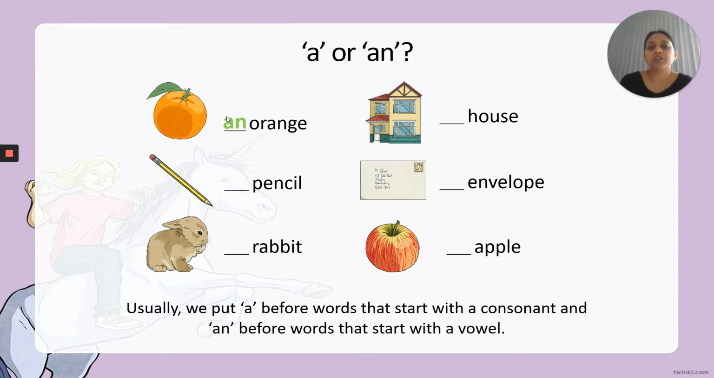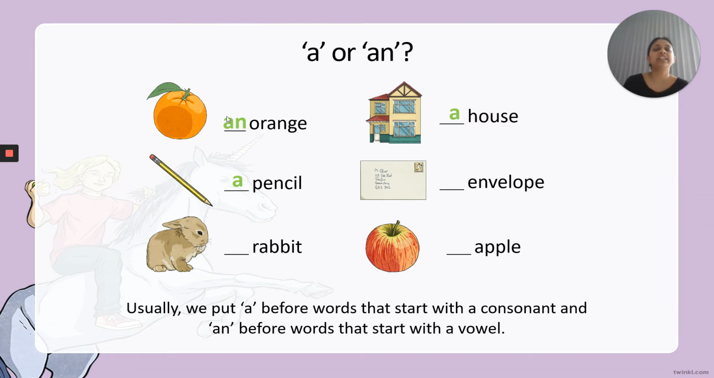So the next one we've got is pencil. We know that P is a consonant, so P for pencil. So the next one is house. We know that H is a consonant, so we say house, which is why it will have a house, because we use a as an article if you have a consonant. And like I said previously about P, pencil, it's a pencil.